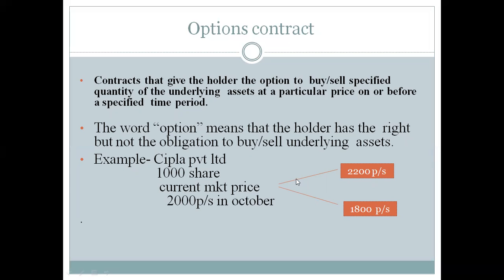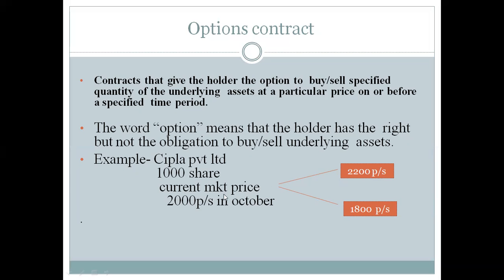Are we going to exercise this contract? Definitely we are going to exercise this option. Why? Because we will be gaining 200 rupees per share from this option contract. Is the buyer going to complete this? Yes, the buyer has to obey this contract, and whenever the buyer is exercising this contract, it is obligatory on the part of the seller to complete the contract.